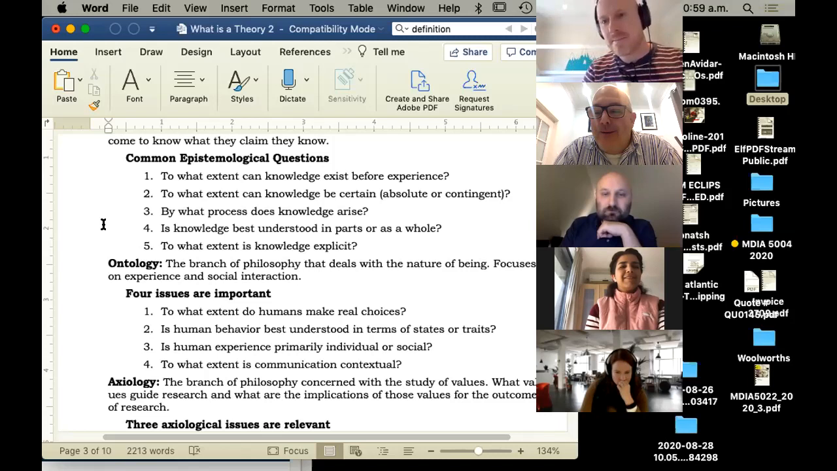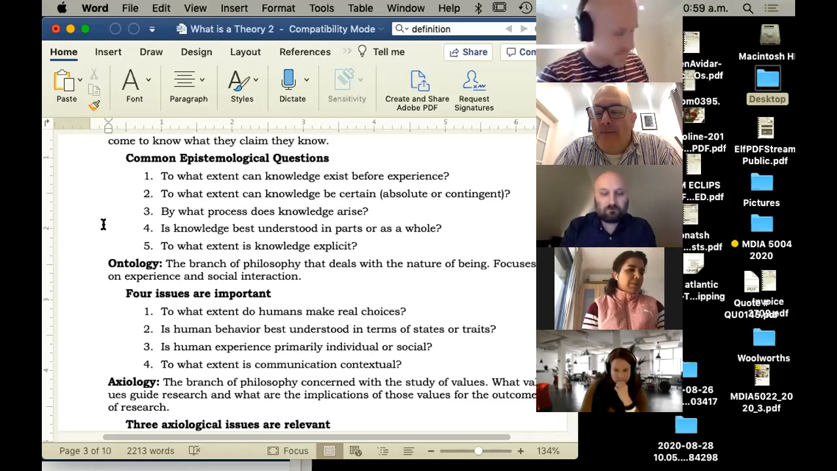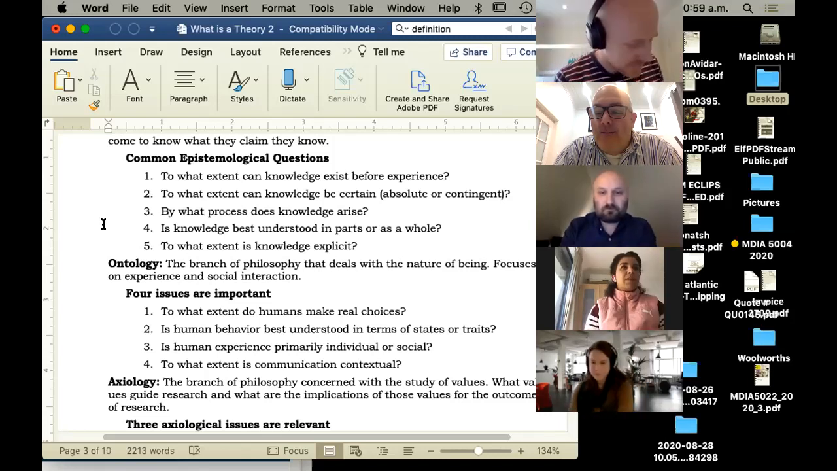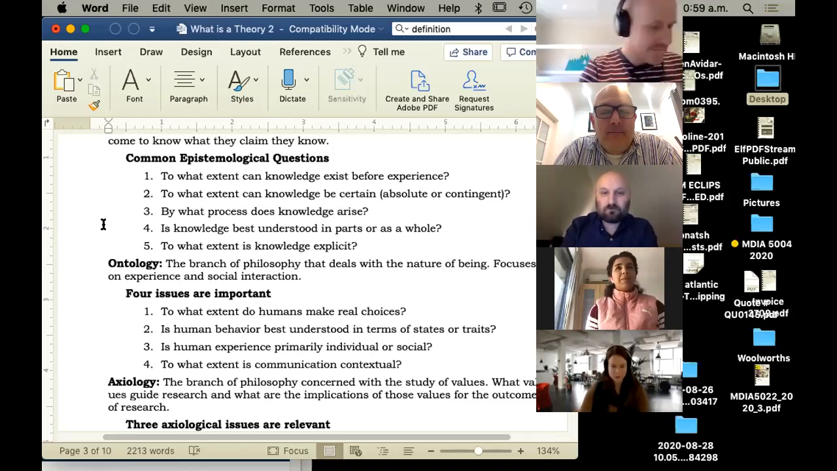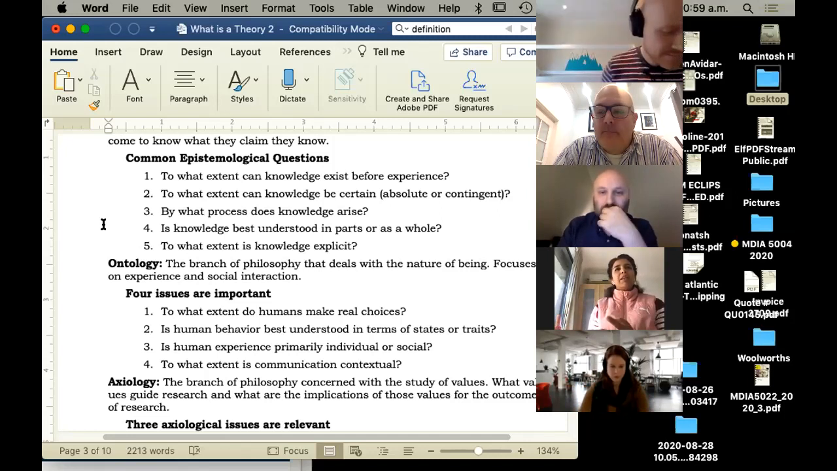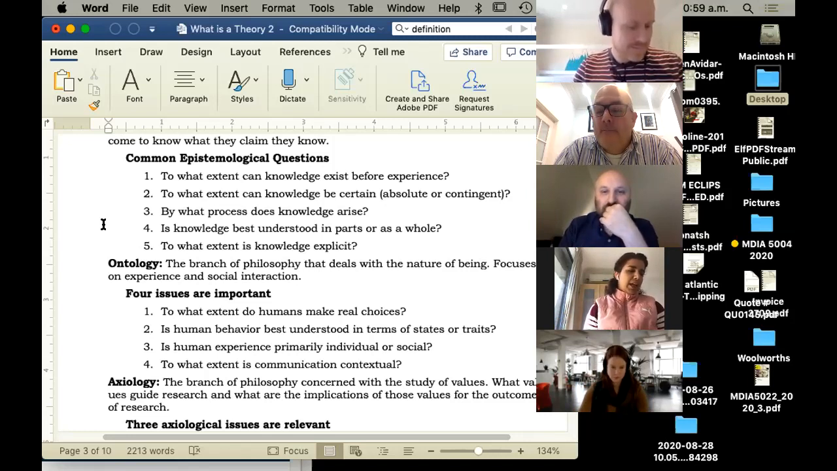Okay. Sheila, what do you got? Aligned with what Mitchell said, knowledge is not explicit, it is implicit and embedded in our public's interests and needs. So the way we can gain this knowledge is through engagement, dialogue, and interaction.